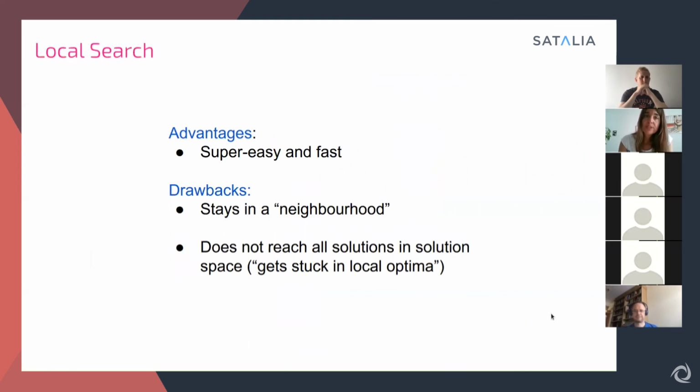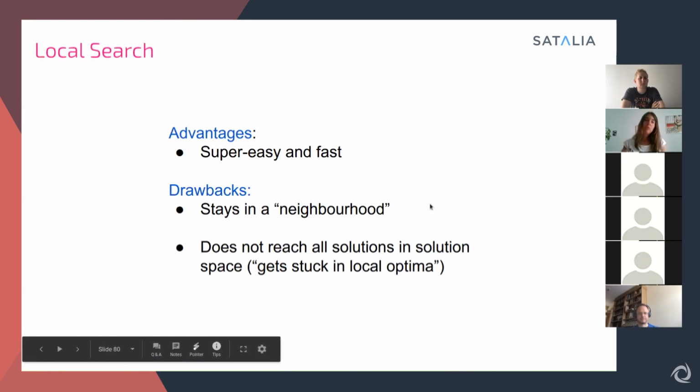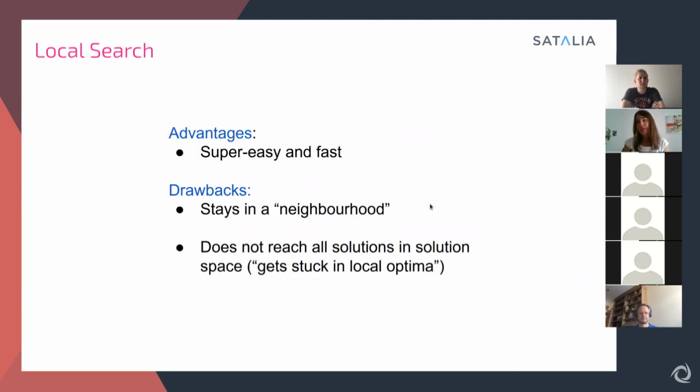The advantages of this approach are that it's extremely easy to implement, and it's also very fast. But the problem is you still stay in your neighborhood, so you won't be able to reach every part of the solution space. This obviously also depends on the operators you add, but this is one of the big drawbacks. You might stay in an area where the optimal solution is not there, or a good solution might not even be there. You might want to reach a very different area. This is what we also call getting stuck in a local optimum. So in a locally good solution, but the better one is still somewhere out there.